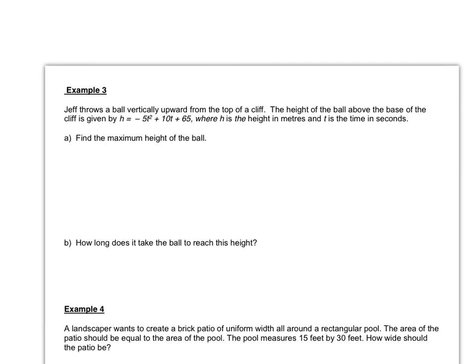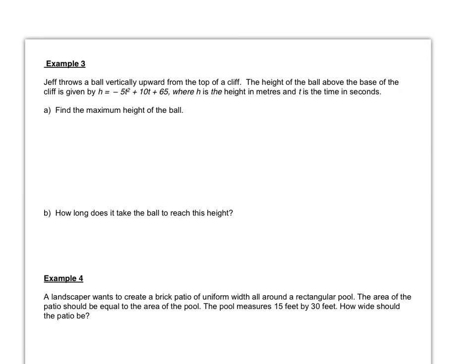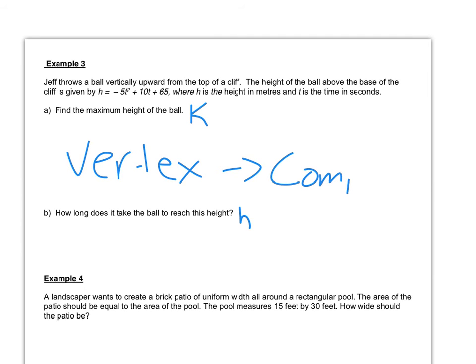For this last question here, it's ultimately asking me the same thing to complete the square. It's saying Jeff throws a ball vertically upwards from the top of a cliff. The height of the ball above the base can be given by the following formula. Find the maximum height, and how long does it take for that ball to reach the maximum height. So this is looking for my K and my H value from my vertex, which is going to be my method of completing this square.